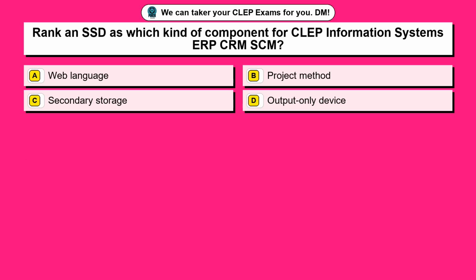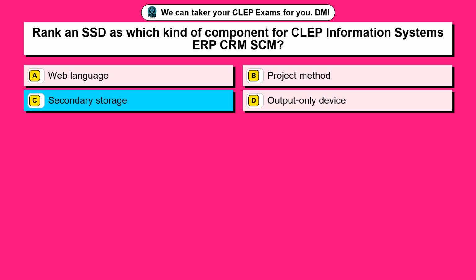Question 53. Rank an SSD as which kind of component for CLEP Information Systems ERP CRM SCM? Option A. Web language. Option B. Project method. Option C. Secondary storage. Option D. Output-only device. The correct answer is option C.